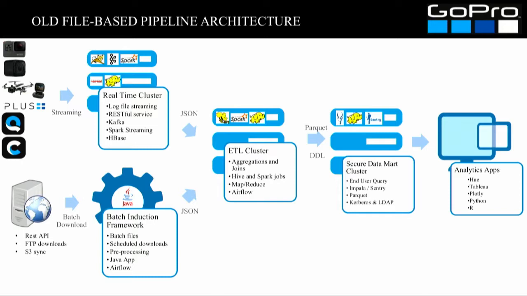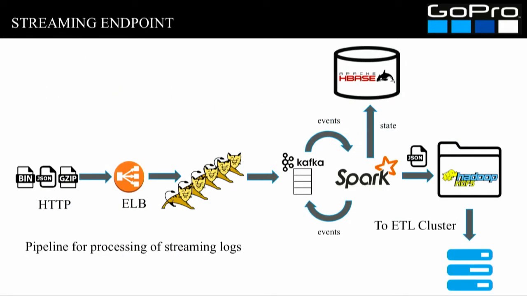A lot of Tableau. GoPro is definitely a big Tableau shop. Hue, if people want to just do interactive queries. A lot of Plotly these days, as folks have started to migrate more towards the Spark notebooks. And then just good old-fashioned Python, a little bit of R. A few data scientists use that also. So we're going to take just a little bit deeper dive here into each one of those clusters.